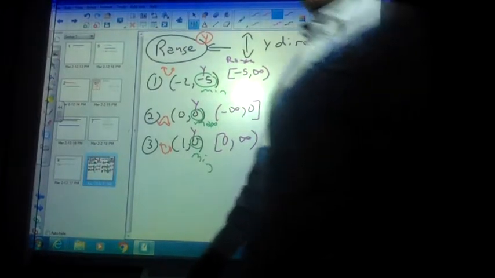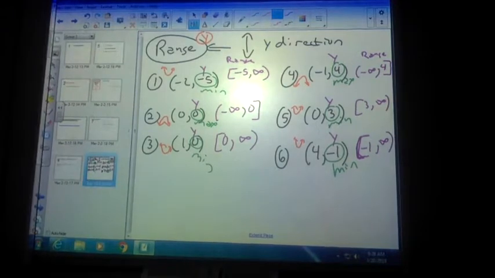Have any problems where it's not a max or min? See, the vertex is either the max or the min. The y component of the vertex is either the max or the min. We won't deal with any parabolas that open sideways. They do exist, but we're not going to deal with it in this class. Okay?